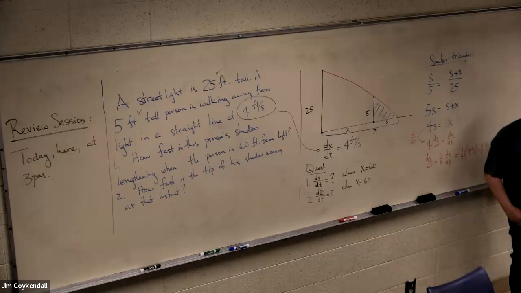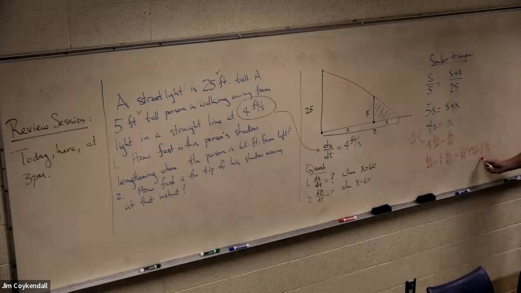This is how fast this person's shadow is lengthening. No matter how far away they are from the light, it is always growing 1 foot a second. Doesn't matter whether they're 1 foot away, 20 feet away, 60 feet away, or a mile away, as long as they're walking at 4 feet per second, that's how fast their shadow is growing.